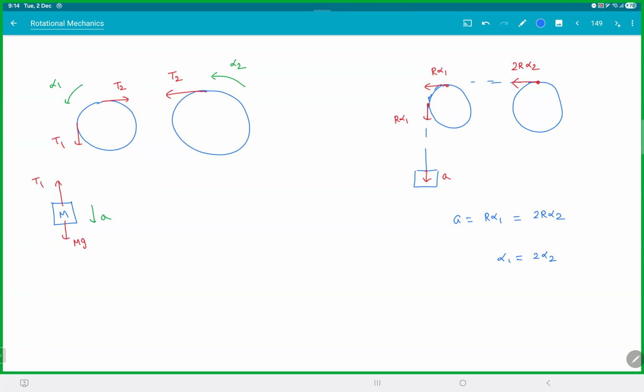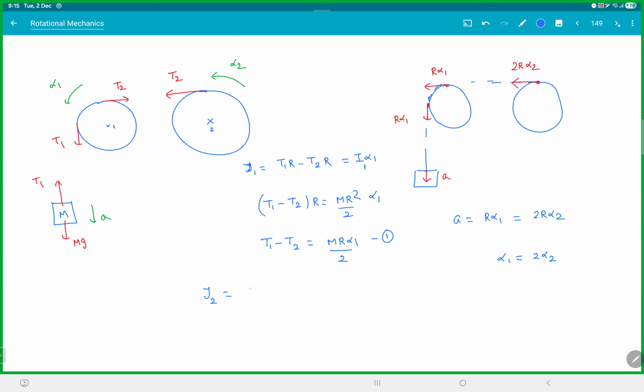Any doubts still here? Then when you write the torque equation for this one, I'll call it 2 and I'll just call this 1. So torque about 1 will be T1R minus T2R is equal to I alpha 1. That will be (T1 minus T2) into R. I1 will be MR square by 2 alpha 1. So we get T1 minus T2 is equal to MR alpha 1 by 2. This is your equation 1.